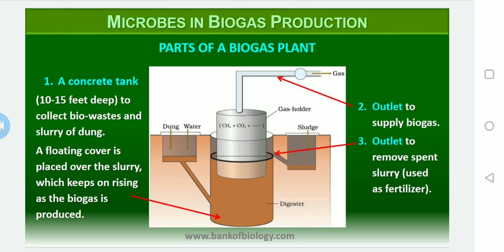The biogas plant has an outlet which is connected to a pipe to supply the biogas to nearby houses. The used slurry is removed through another outlet and may be used as fertilizer. The biogas thus produced is used for cooking and lighting. The technology of biogas production was developed in India by the efforts of the Indian Agricultural Research Institute, also known as IARI, and also the Khadi and Village Industries Commission, KVIC.